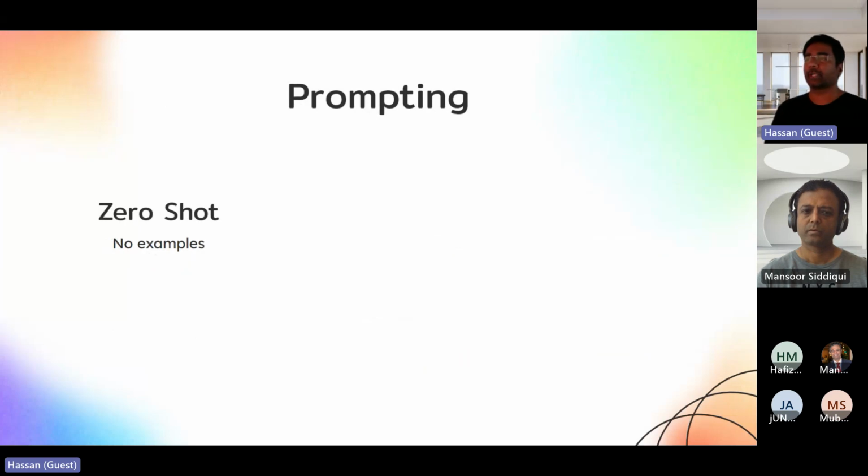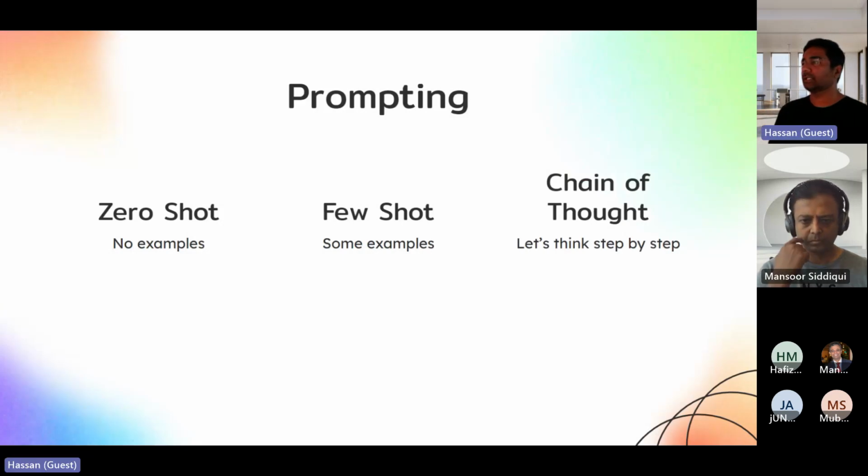Quick note about prompting. Some of the terms that you may have heard of or not. Zero shot means you just ask the model something without giving it any examples. Few shot means you show it a few examples that given this input, this is the output. You give it a few examples, then ask it. In general, we find that this improves the performance a little bit.